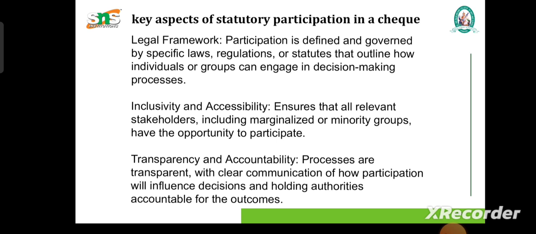The second one is accessibility. What is meant by accessibility? How do entrepreneurs use this method? For example, relevant stakeholders, including minority groups, have opportunities to participate. Third one is transparency and accountability. What is transparency and accountability? Processes are transparent, with clear communication of how participation will influence decisions and holding authorities accountable for the outcomes.